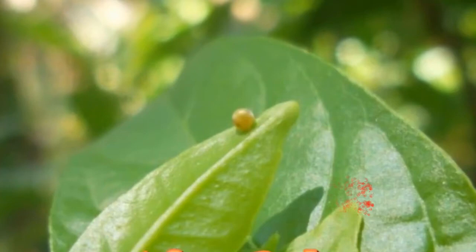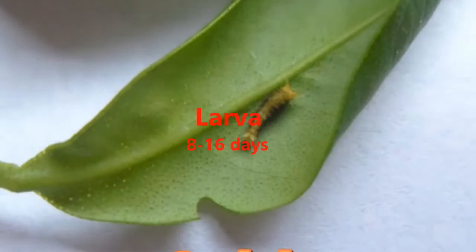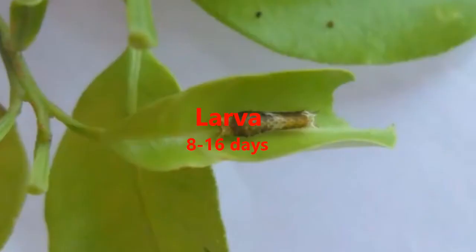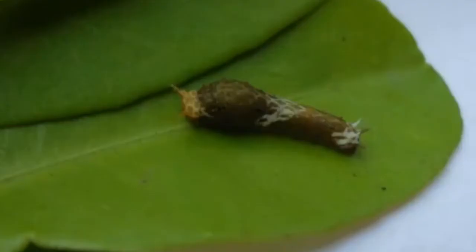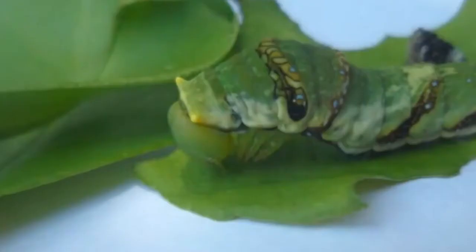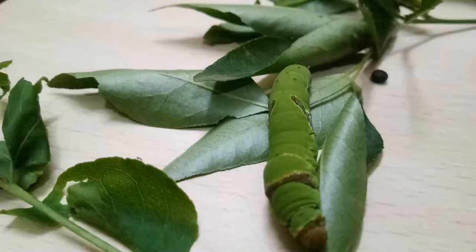The eggs are laid singly or in groups along the midrib of the citrus leaves. The egg period is 3 to 5 days. One female lays 75 to 120 eggs, and the larva defoliates; initially it resembles bird droppings, later becoming yellowish green. A small horn is on the dorsal side of the last body segment. The larval period is 8 to 16 days.